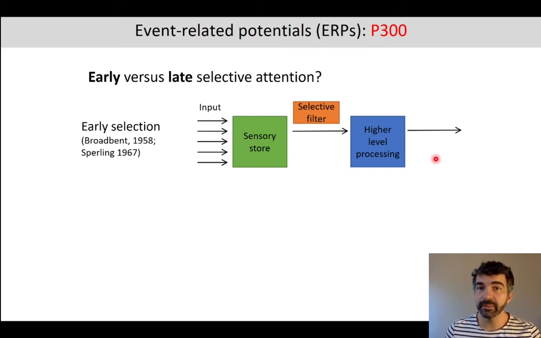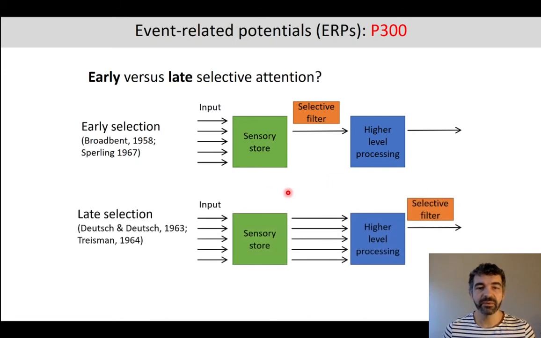And just to explain how useful the P300 was for this debate, you don't really need to understand the implications of this model right now. All you need to know is there were competing theories on how and when the brain selects which information from the vast input of information is processed. The early selection models claim we have a sensory store, and based upon the sensory store there is a selective filter letting only one thing through, and this then reaches high-level processing.